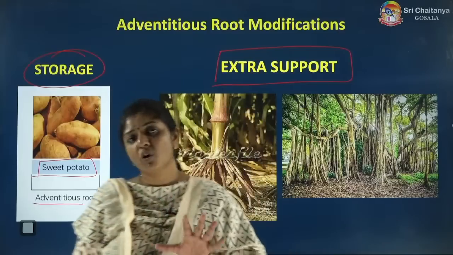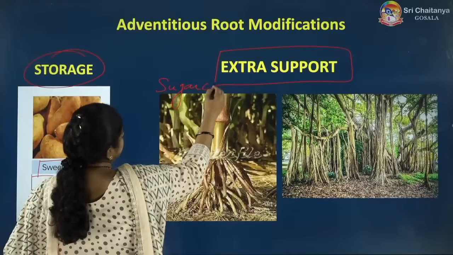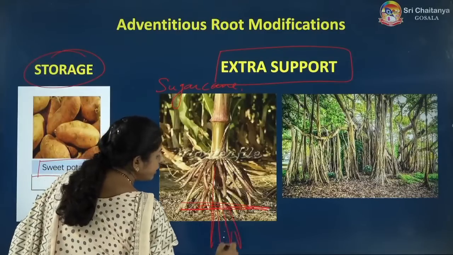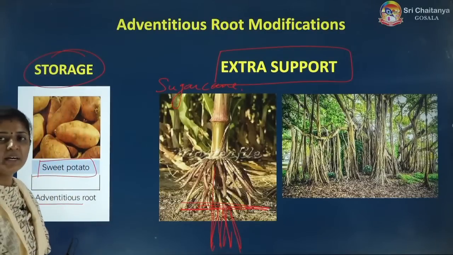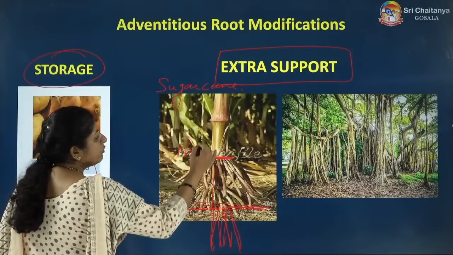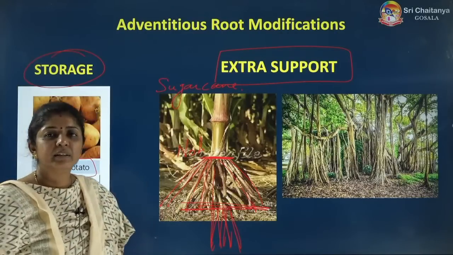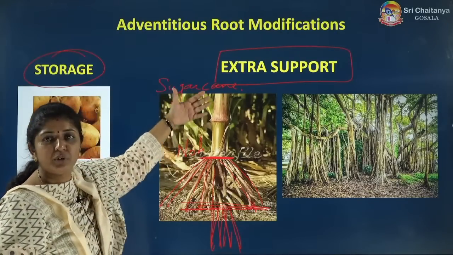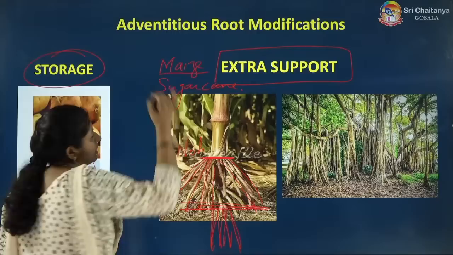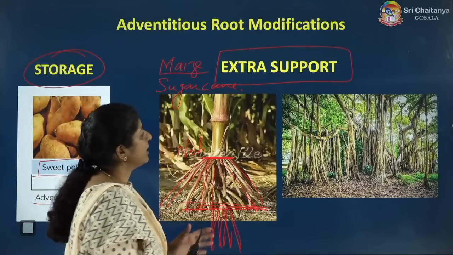Next after this, extra support. Support root is given already, like this is of which example? Sugarcane. They already have fibrous root under the ground. But they still want extra support. Then on the upper side, this is a node point. From the stem, more roots are coming, which you can see from the upper side. That's why it is a root modification. Example, sugarcane. Even in case of maize. Are you getting that? These types of modifications are there.